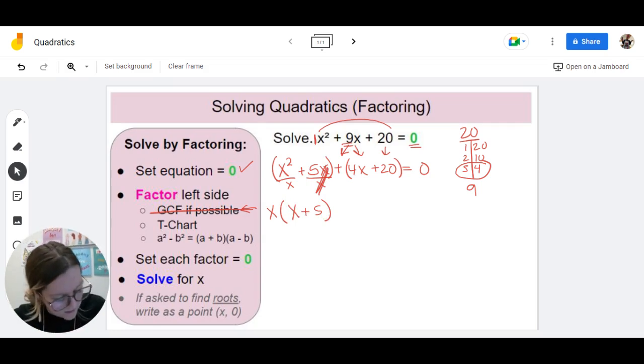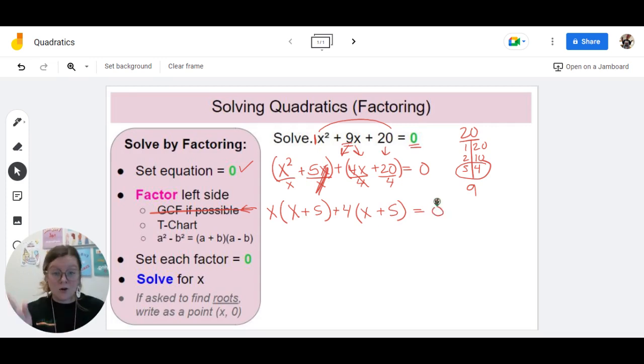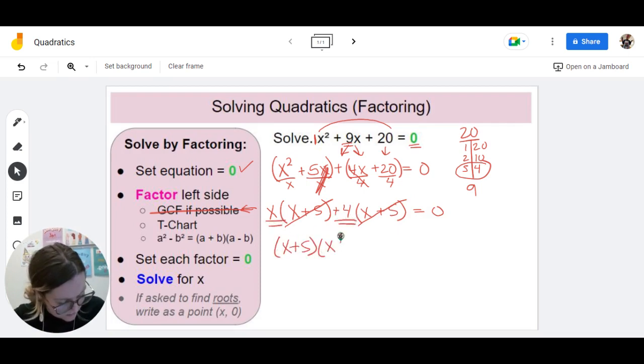So between 4x and 20, I can divide out a 4. Make sure you put the plus 4 here. 4x divided by 4 gives me just an x. 20 divided by 4 leaves me with a 5. And again, it's still set equal to 0. Now my parentheses are the same, so I can go ahead and factor that out and write it once. And then my leftovers are in the second parenthesis. And again, it's still equal to 0.